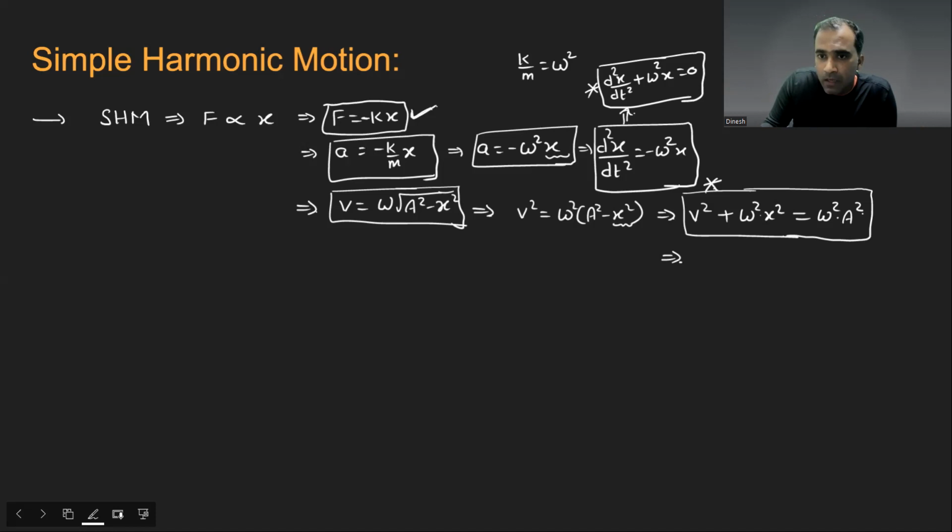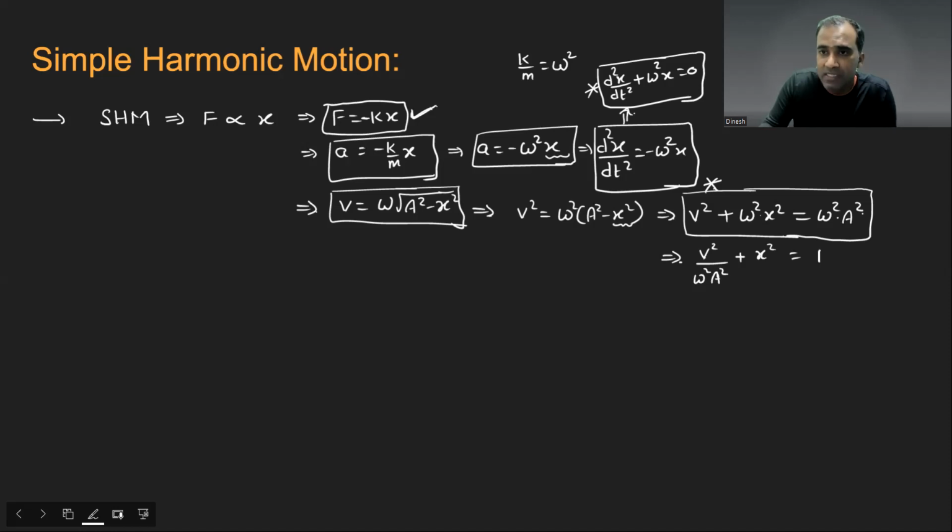Look at this one. On both sides, I'm dividing by omega square a square. If I divide both sides by omega square a square, on the right hand side it becomes 1. On the left hand side, it is v square by a square.